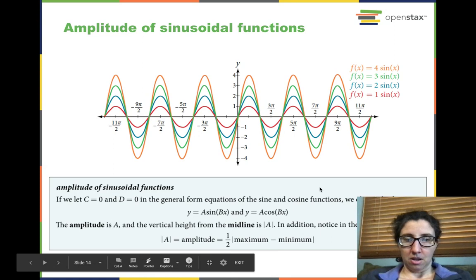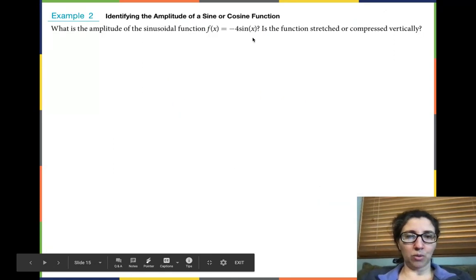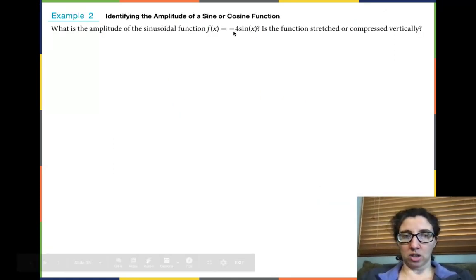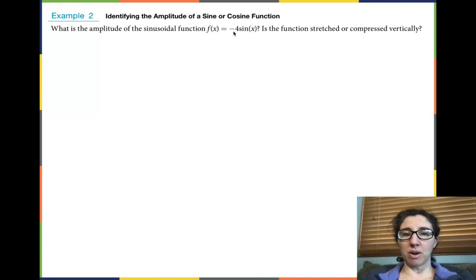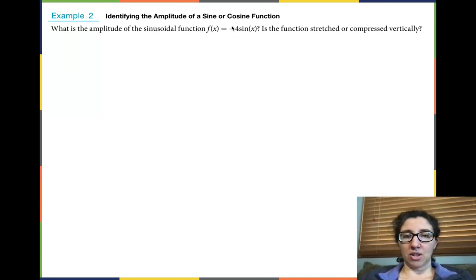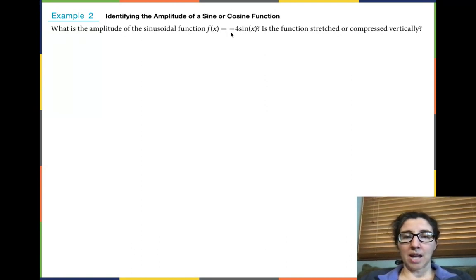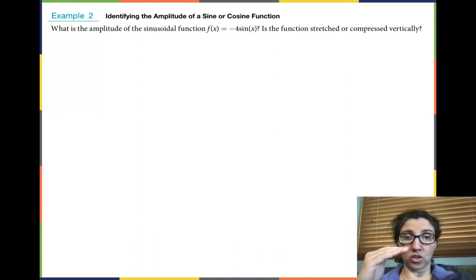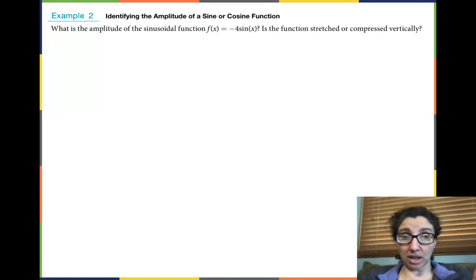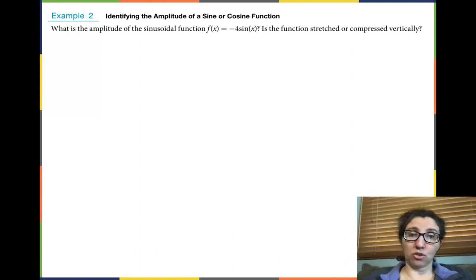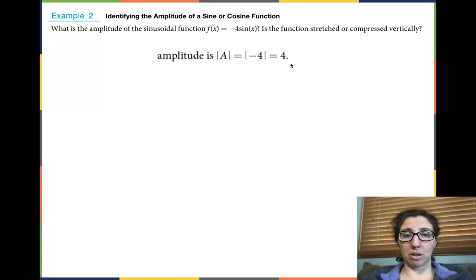All right, so what's the amplitude of this function? Is the function stretched or compressed vertically? All right, so we have this slightly complicating factor. We have a minus sign out here. What does that do? That's just a vertical reflection. If you remember from last year, transformations of functions, that's just going to be a vertical reflection. It doesn't change the amplitude. The amplitude is still just 4. So that is a vertical stretch. Yep, amplitude is 4, and it's a vertical stretch.